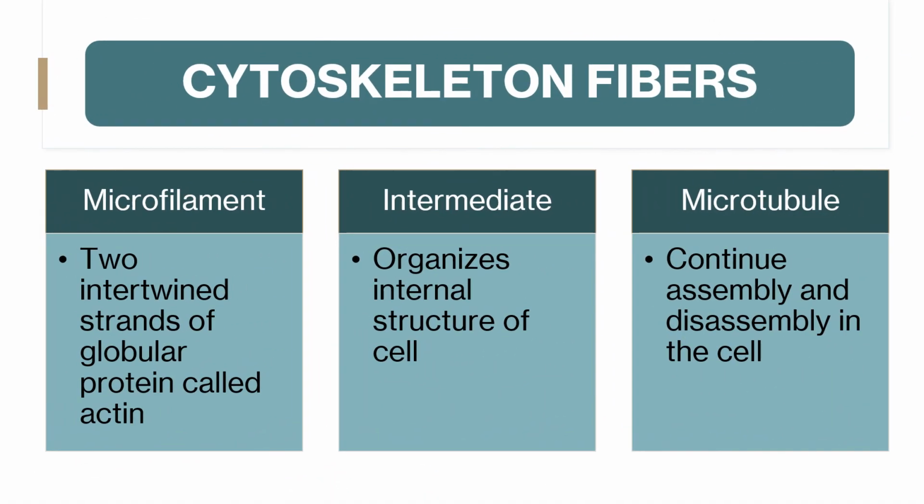Next, we'll talk about the 3 different cytoskeleton fibers. So you have microfilament, intermediate, and microtubule. The microfilament is actually 2 intertwined strands of a globular protein that is called actin. And then the intermediate fiber helps organize the internal structure of the cell. And then the microtubule fibers continue to assemble and disassemble things in the cell.